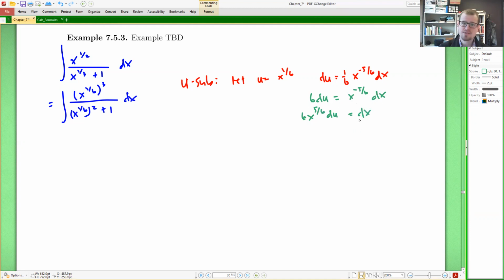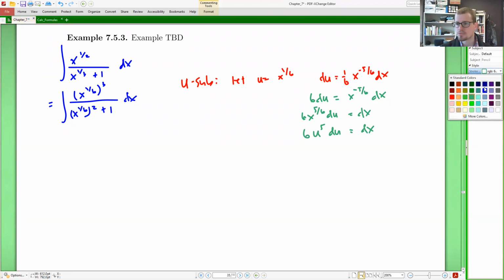And why is that nice? Well, because x to the 5/6 is x to the 1/6 being raised to the 5th power. So I can observe this as 6u to the 5th power du is equal to dx. So sometimes you can rewrite things really nicely in that way. Is it always the case? Not always, but there's a variety of approaches that you can take. Some you might be more familiar with than others, and I'm trying to just share a variety, so that way you can use whatever you're most comfortable with.